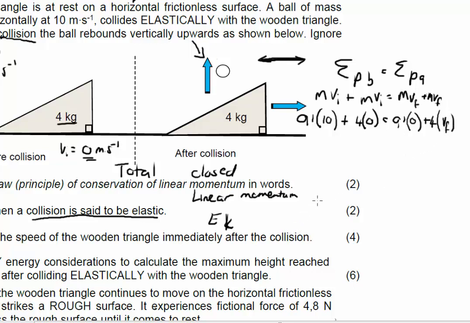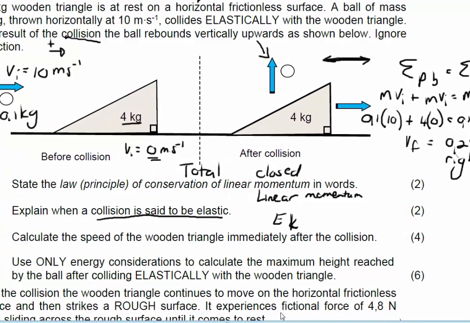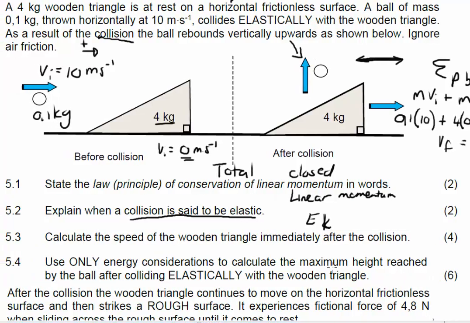If you go and solve this, the velocity of the object or the wooden triangle is going to be plus 0.25 meters per second. Because it's plus, it's to the right. Remember that velocity is a vector, therefore we need direction. Then when we look at our next question, use only energy considerations to calculate the maximum height reached by the ball after colliding elastically with the wooden triangle.